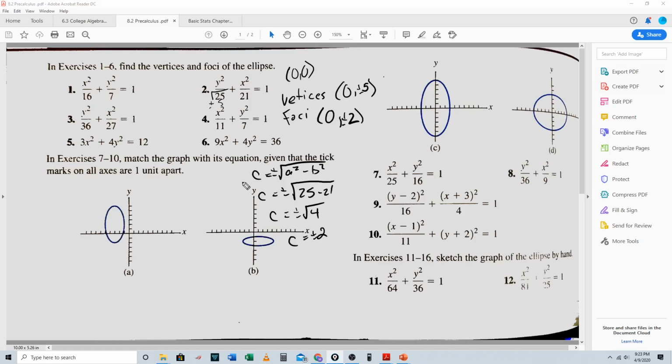For number 5, make sure when you do number 5, first you've got to get it equal to 1. All right, so for number 5 and 6, you have to divide by this, whatever. Divide everything by that first before you can do anything, so you know what order you're in.